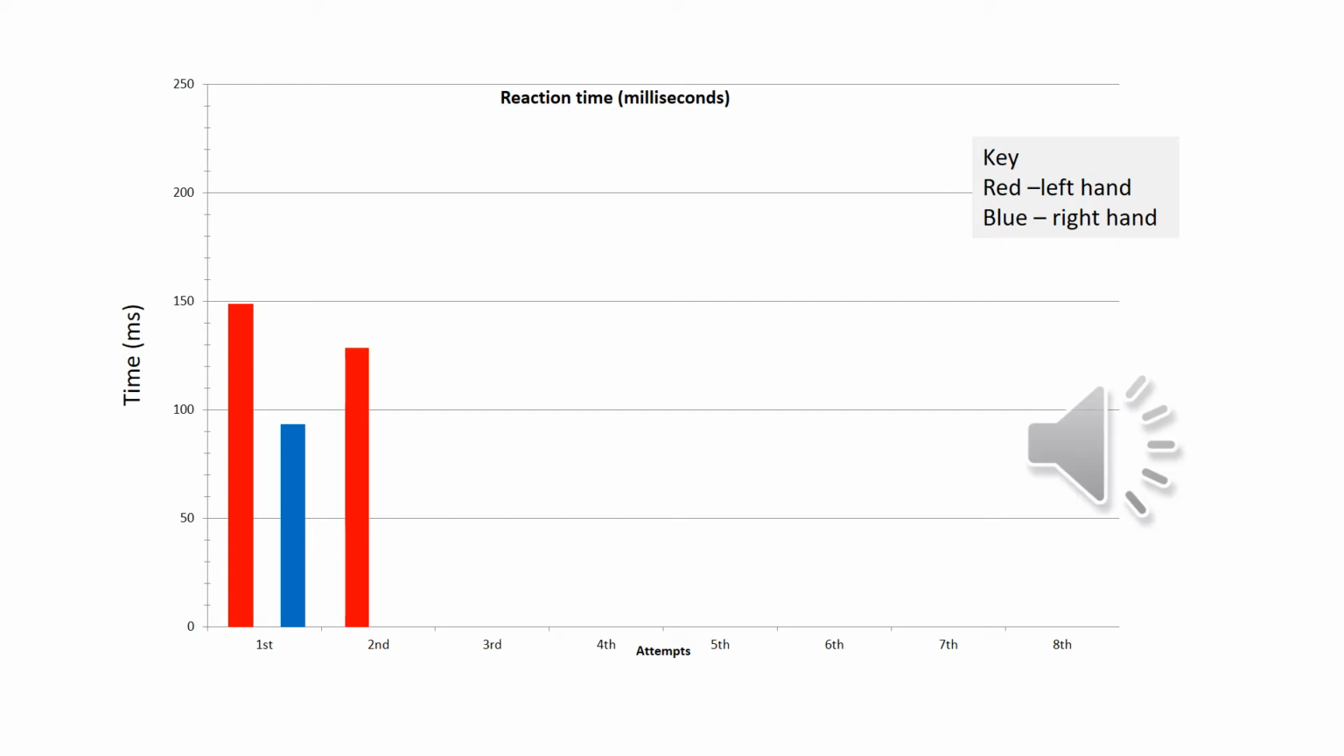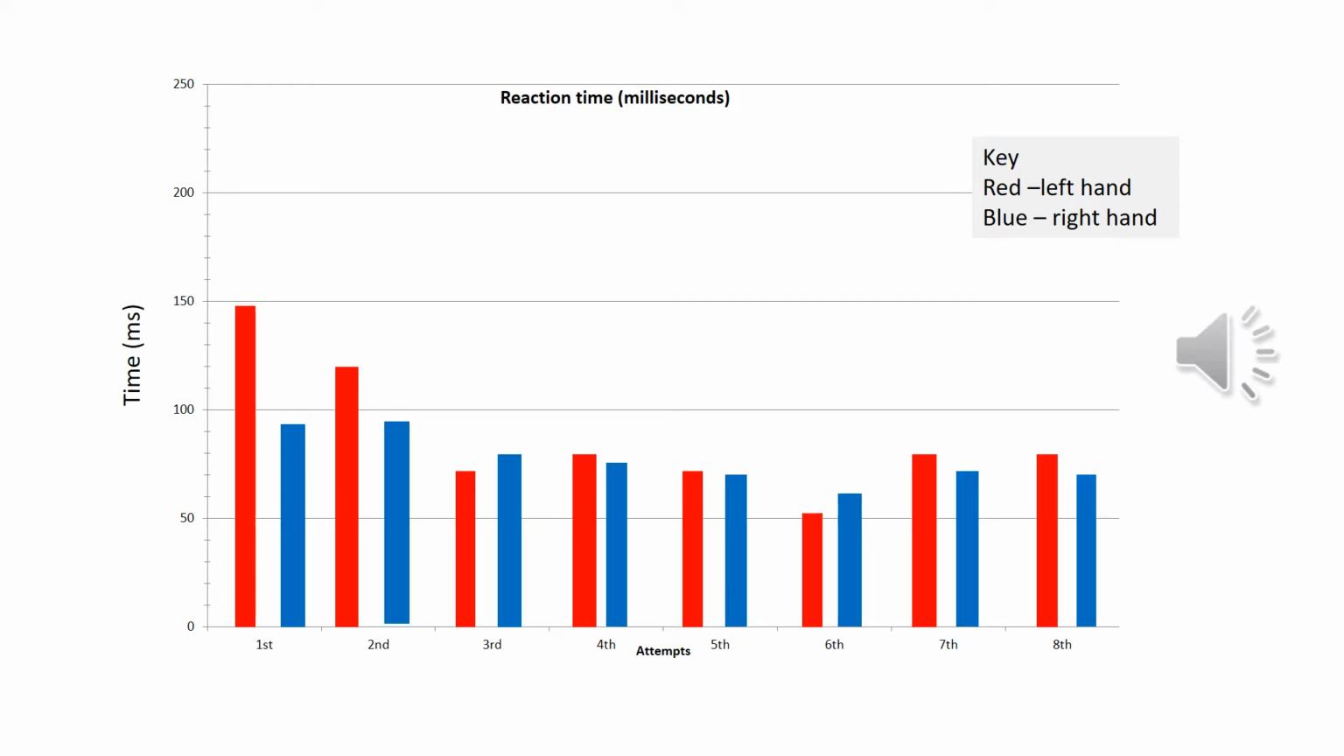Here you can see I've started to plot my second attempt with my left hand. And again, I've left a gap in between. Now you can see that I have plotted all the results on my chart, all my attempts with my left hand in red and all my attempts with my right hand in blue. So you should now have a graph. Yours won't look the same as mine because you're going to have different results.